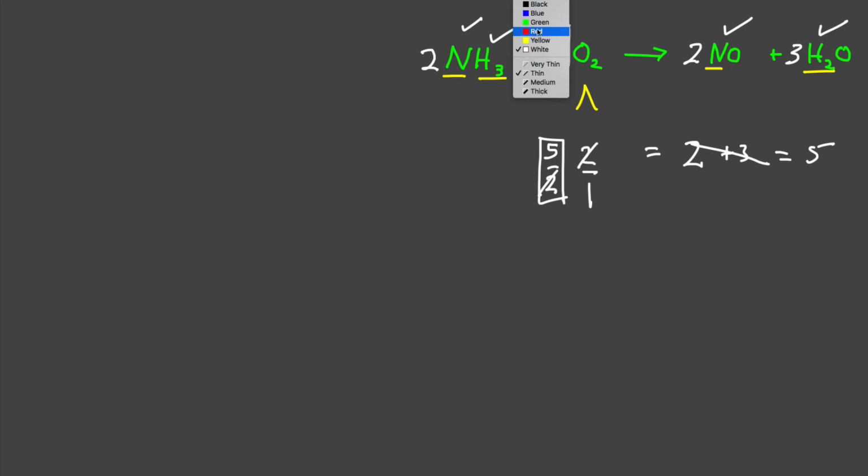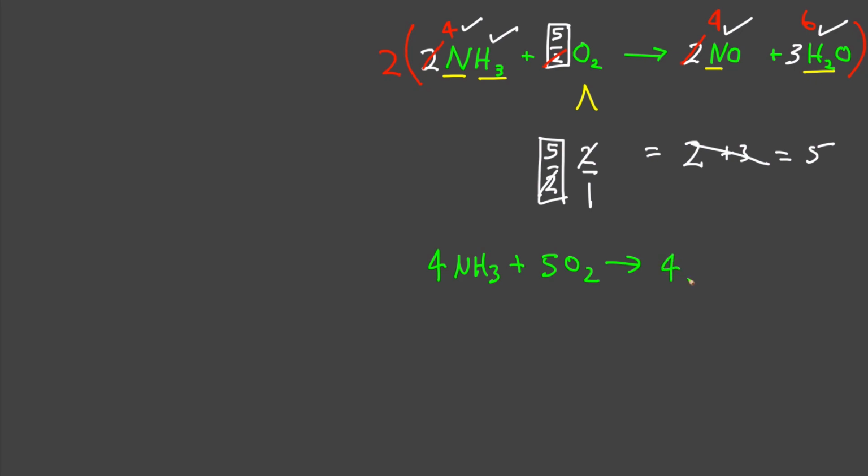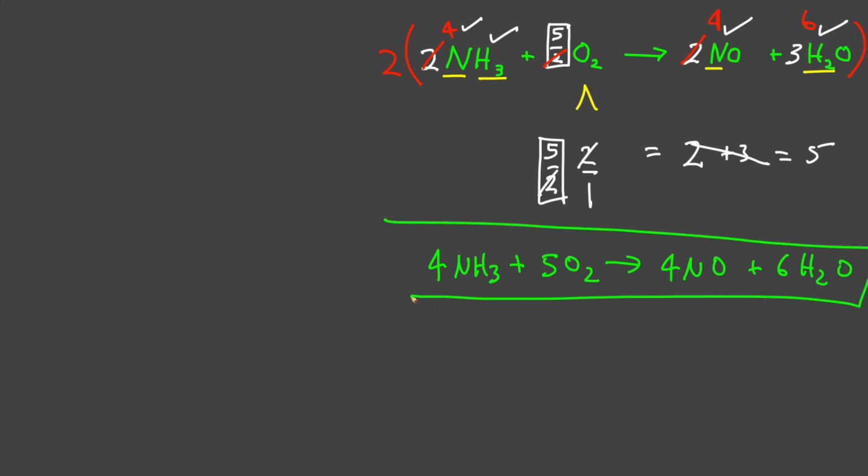And as we know, all we have to do now, I'll try a different color than the blue, is get rid of this 2 by multiplying everything by 2. 2 times 2 is 4. 2 times 5/2 is just 5. 2 times 2 is 4. And 2 times 3 is 6. And finally, to rewrite this last equation, what do we have here? A total of 4 ammonia plus 5 oxygen gives 4 nitrogen monoxide and 6 water molecules. And that should be completely balanced.